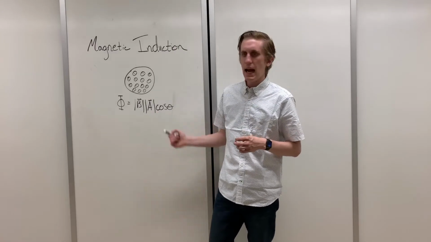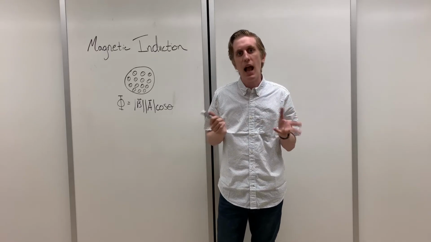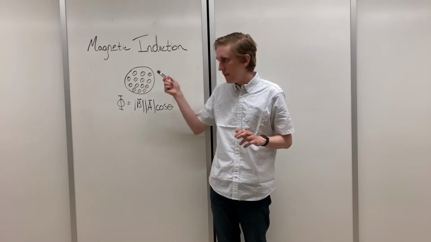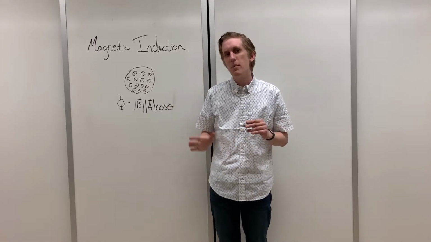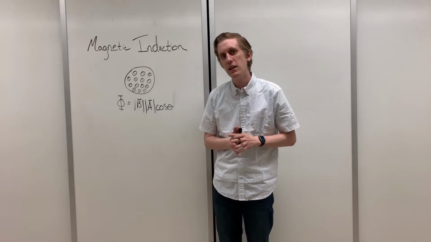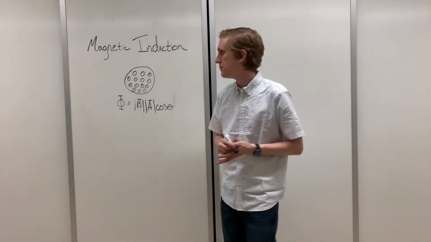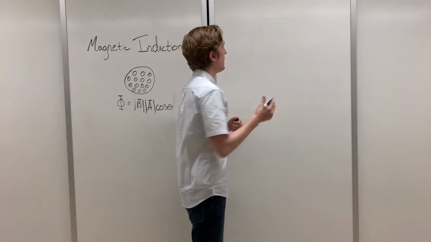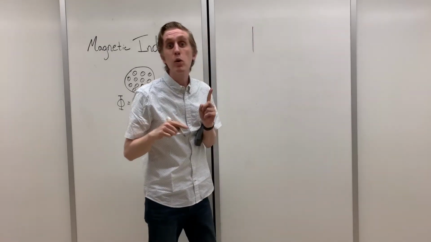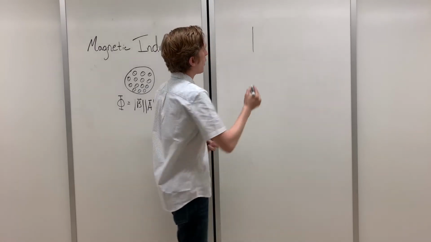Now, B and A probably make sense. We know that magnetic fields have a certain strength, and we could calculate, for example, the area of this circle. But what is the cosine of the angle between these? Well, to calculate that, let's draw the exact same thing, but with a side view. The loop of wire is right here. Remember, we're looking at it from the side. Well, the magnetic field points like this.